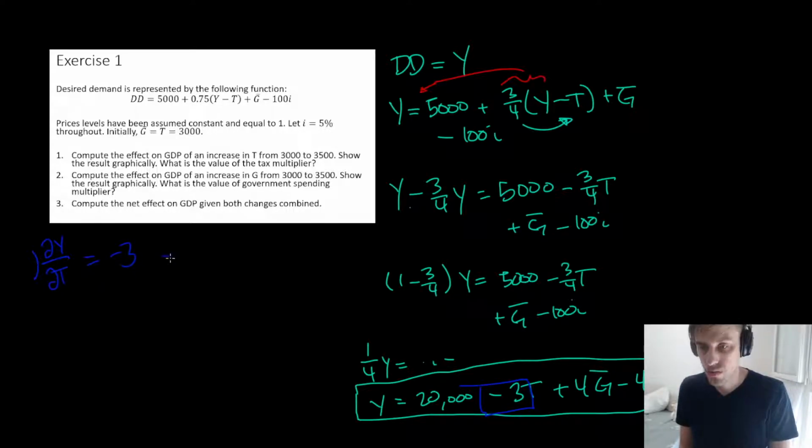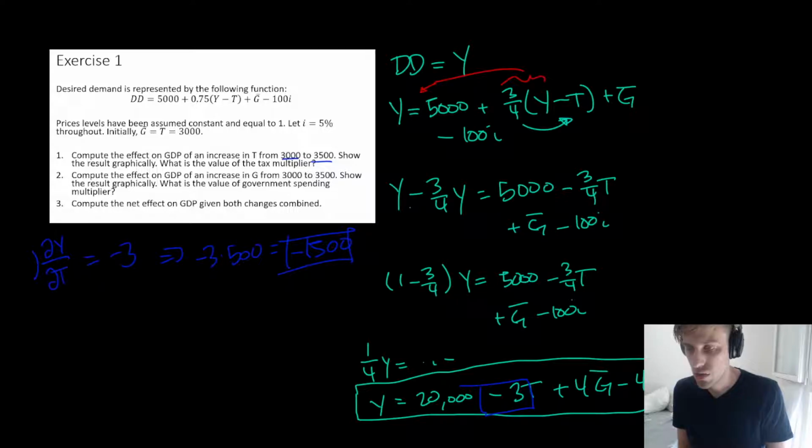We want to know what happens when T goes from 3,000 to 3,500. So it's going to be a delta of 500. So we just do minus 3 times 500, which would be minus 1,500. And now we are done.